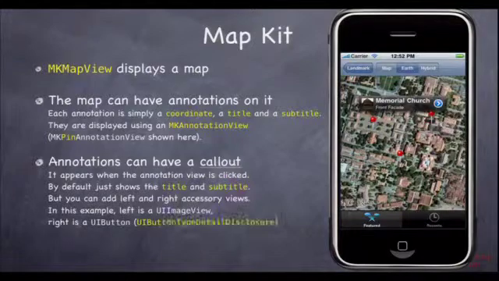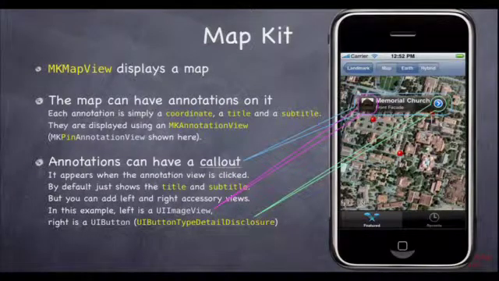And then annotations can also have a callout. When you click on the pin, a little grayish rectangle can come up, like this one up here, and present some information. It's always going to present the title and the subtitle. The title's the big bold white, and then the subtitle's the smaller font. But it can also have a left and right callout accessory, like this image and this little button. So we're going to talk about how to make all that work.